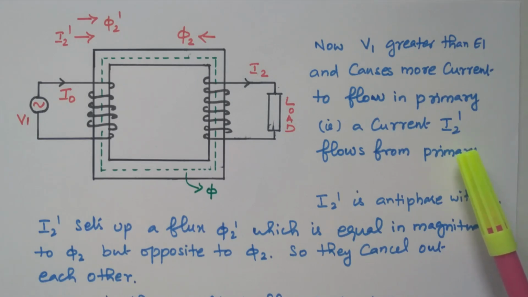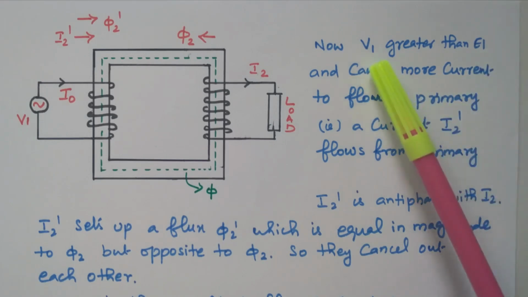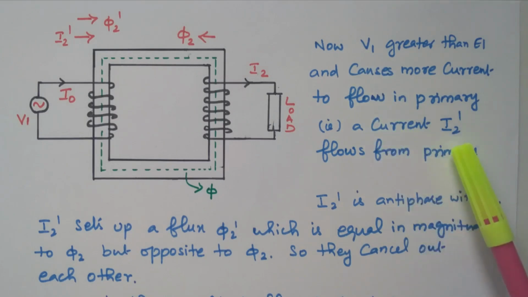Now the secondary is loaded. Due to loading, I2 current is flowing in the secondary. That I2 current produces the phi 2 flux, opposing the main flux. Due to that, the main flux reduces, E1 reduces, so V1 is greater. Due to that, more current is flowing, called I2 dash. So I2 dash is the current due to the loading of the secondary winding. Already I naught is available. So this I2 dash is anti-phase with I2.